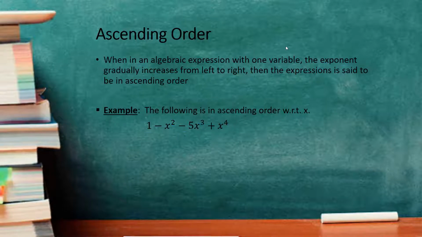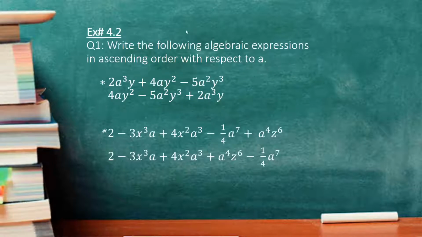For example, write the following expressions in ascending order with respect to A. Now, here in this question, we have to check the degrees of A. Only A. Why? Because in the question, it is written that with respect to A. So here the degree of A is 3.